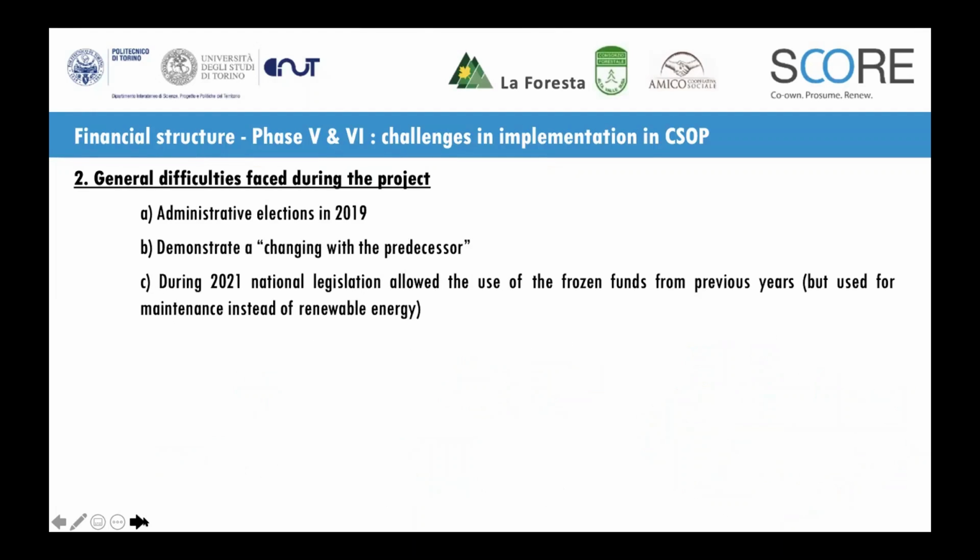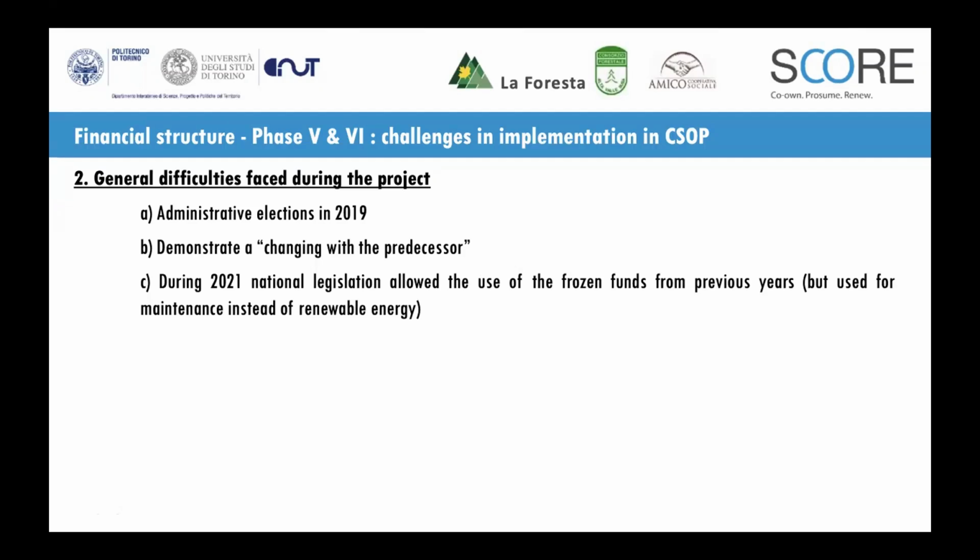Thank you. Other things that we faced during the project is that the first administration that gave its consensus on the 2016-2017 SCORE project then changed during the election in 2019. So we had to go back to the new mayor and explain again what the SCORE project was.